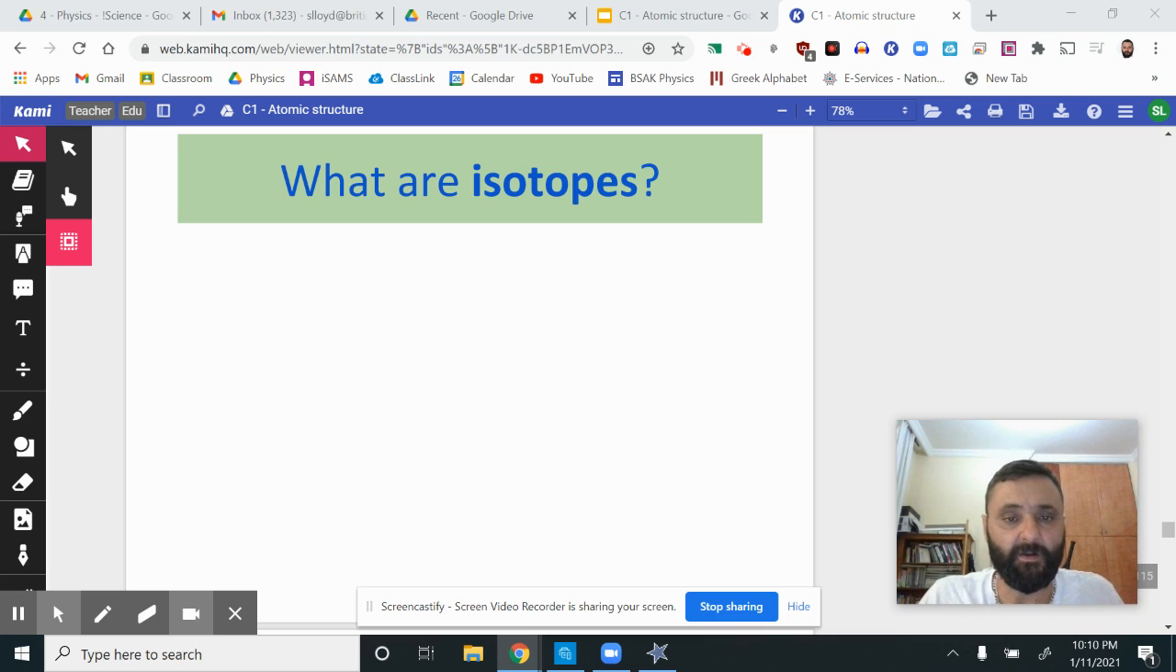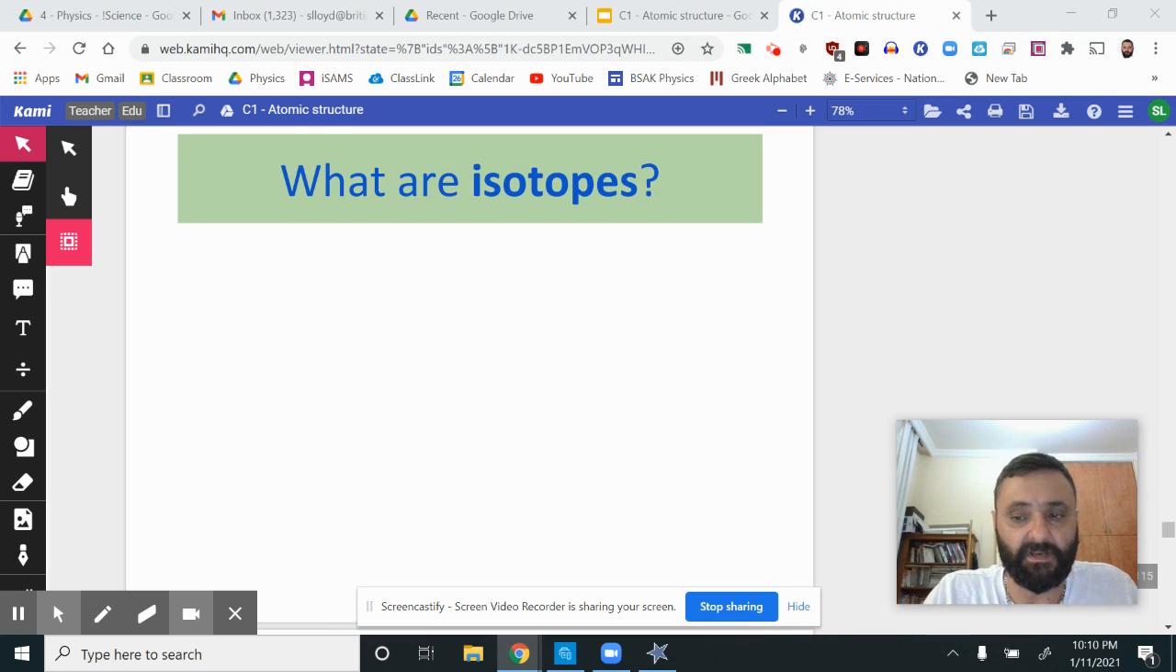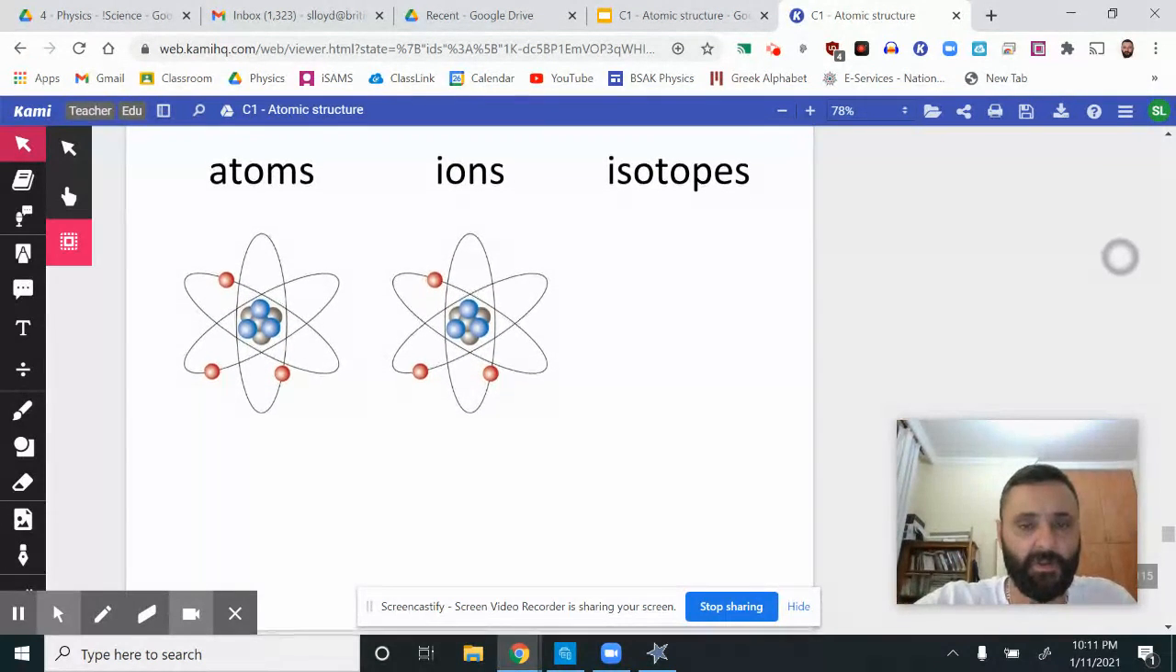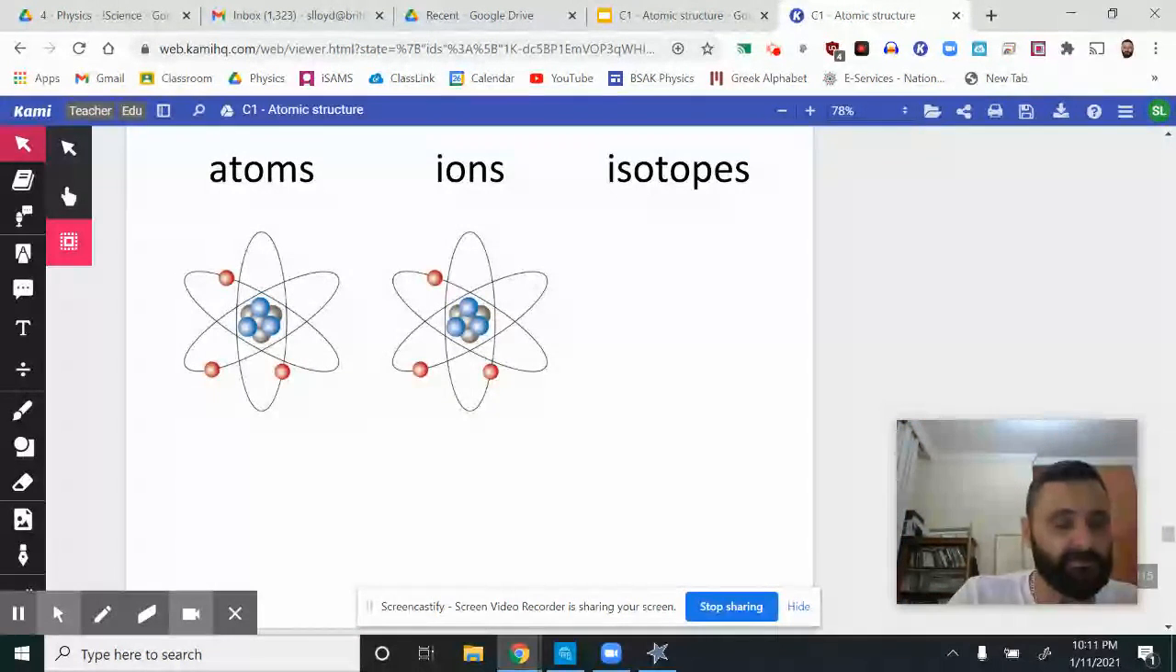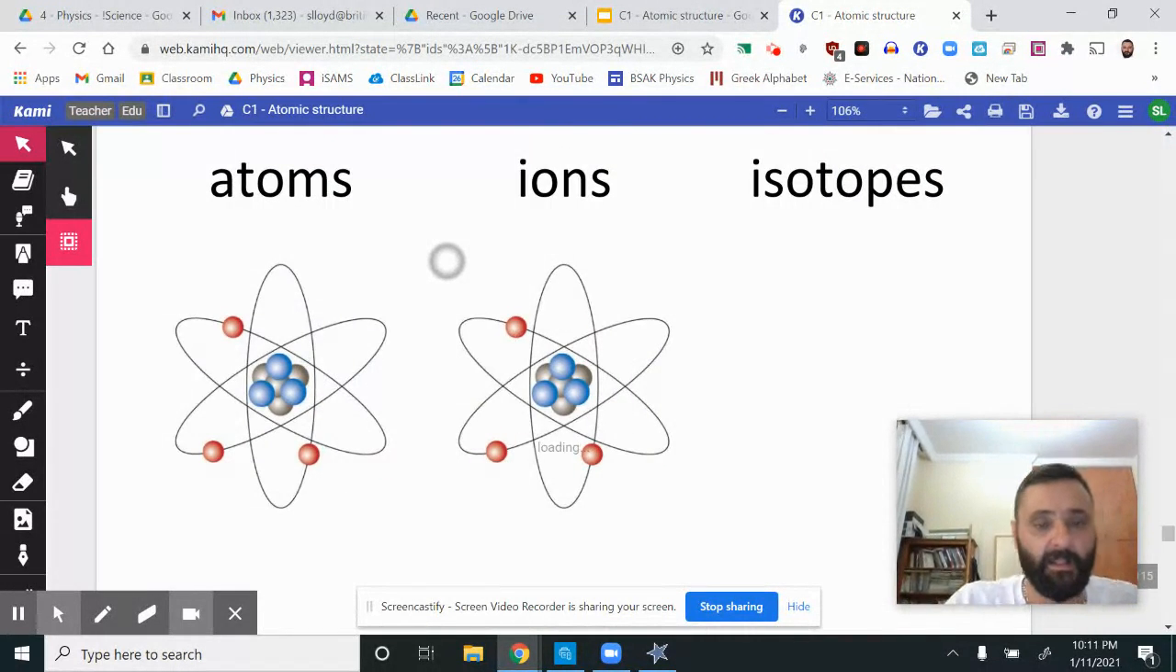In this third video, we're going to look at isotopes, which is another variation on the atom. Just to recap, atoms and ions and isotopes. What are atoms about? Atoms are where the numbers of protons and electrons are equal, because an atom has to be electrically neutral. It has to have an overall charge of 0.